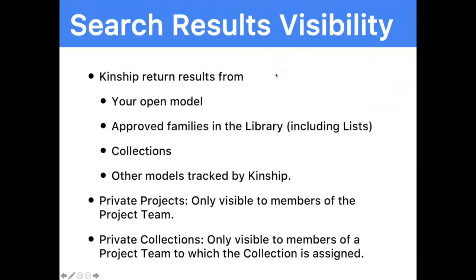So Kinship returns results from your open model, approved families in the library, including lists, and then collections and other models tracked by Kinship. So these are all the different areas where we will search and return results from. As we discussed, private projects are only visible to members of the project team working on it, and private collections are only visible to members of a project team to which the collection is assigned.